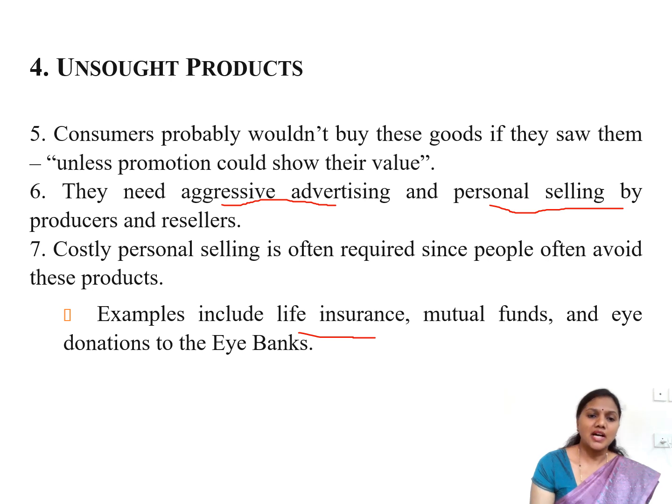So unsought products are also not bought again and again. They are bought only by the influence of the salesman or agents. It is costly also. At first, the customers may not be convinced, but because of the personal sellers and agents, they will be made to buy the products. So these are the features of the unsought products.